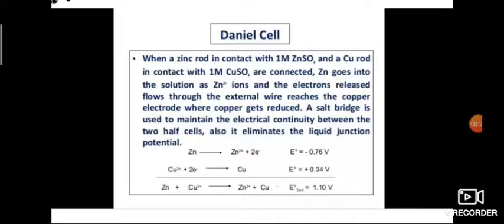The Daniell cell is also given in your textbook. It consists of two redox couples, that is Zn2+/Zn and Cu2+/Cu. In both cases, the oxidized form is put before the reduced form. Take a beaker containing zinc sulfate, 1 molar solution, and put a zinc rod in it. Take another beaker containing 1 molar copper sulfate solution and put a copper rod in it.